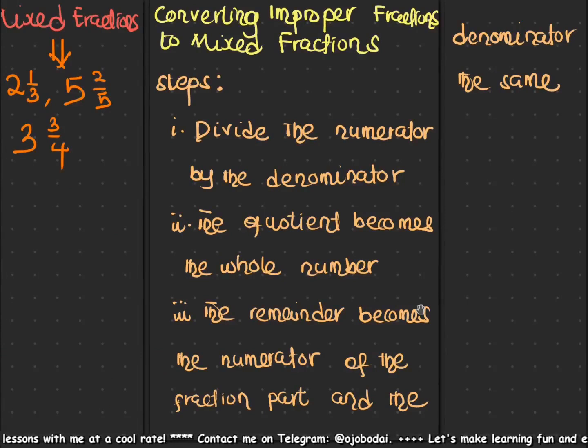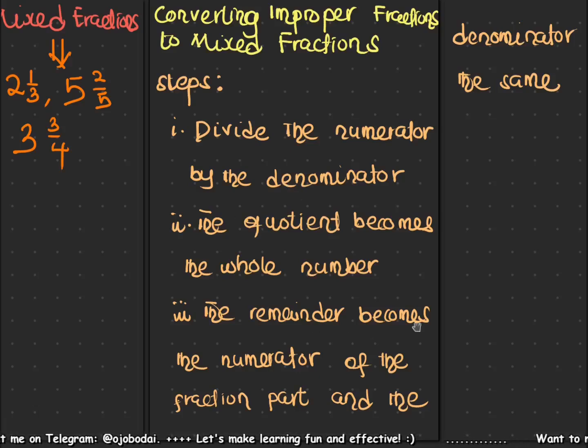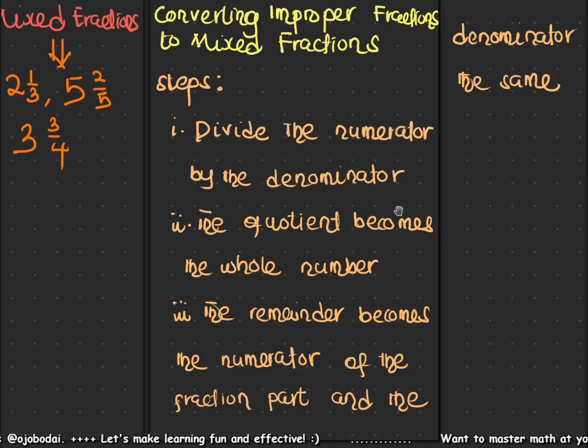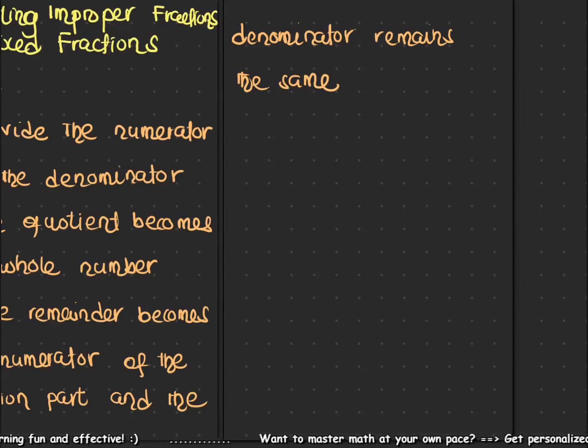So let's take a look at what we have to do here. First of all, you would always have to divide the numerator by the denominator. Then your quotient becomes your whole number. Quotient is just the whole number you get, or whatever you are getting on top of your division sign, if you are using the long division. The remainder you have after the division becomes your numerator. And then the denominator of the previous improper fraction is still the same as the denominator of your new proper fraction. So let's pick some examples so that we understand it better.